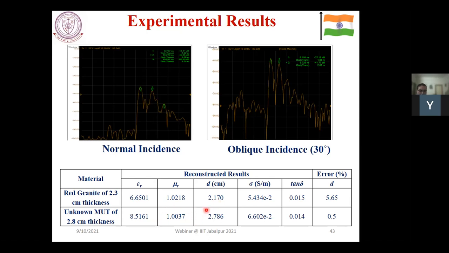You are also getting quite close proximity to what we had obtained earlier, which has much more importance.